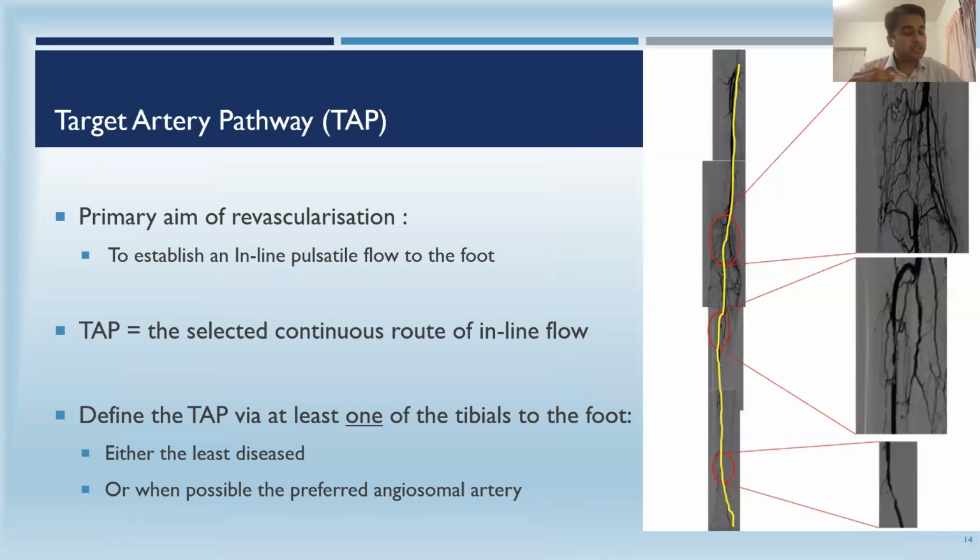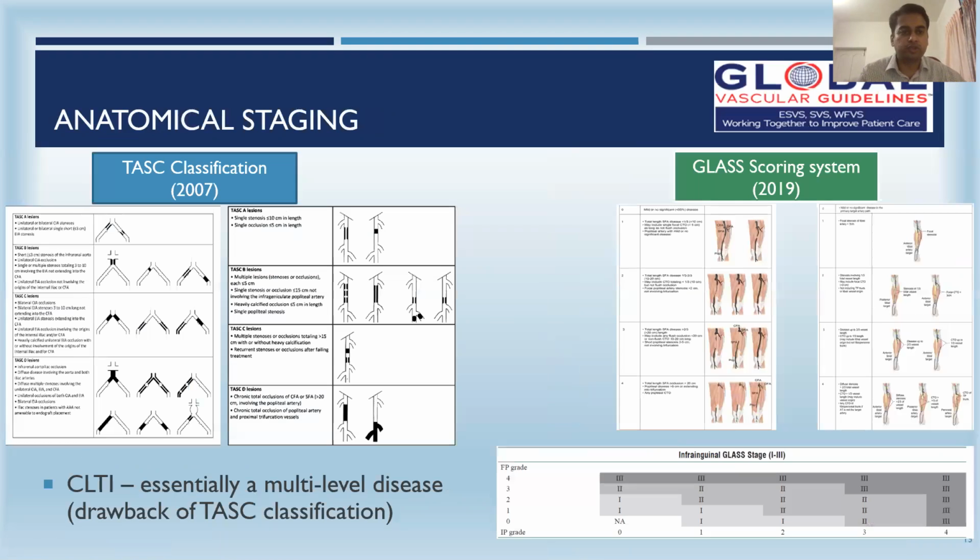What we intend to do while we treat critical limb ischemia is to get inline pulsatile blood flow to the foot by at least one artery. That system is known as the target artery pathway. If you look at this particular example, you can see that the patient has an occlusion in his SFA. Then the best artery below the knee is the anterior tibial, and that has stenosis. So our target artery pathway is the SFA and the ATA, to get inline flow to the foot.